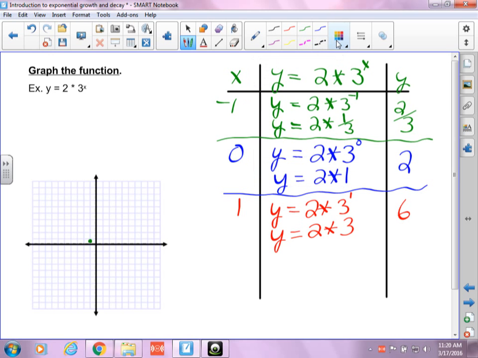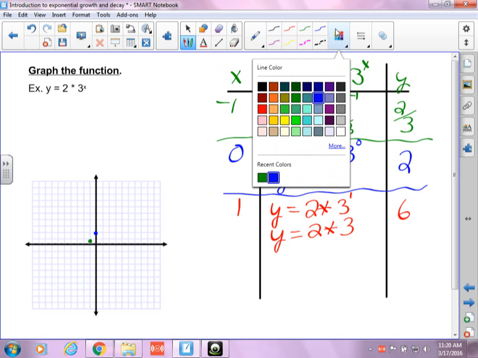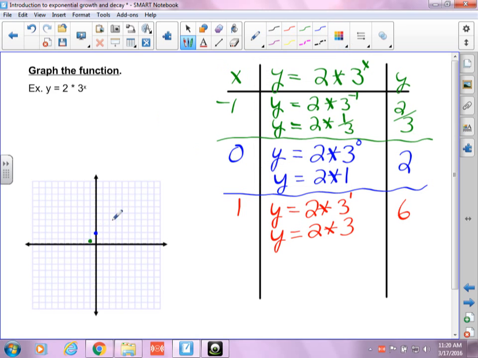Then I'm going to grab my blue dot, which is 0, 2. And then I'm going to grab my red dot. And I get 1, 6. Now, be careful when you connect the dots. Why would I connect these dots? Because it's part of the same function. I chose the dots. Just like linear, right? That's why we did what we did, and I collected your homework, because we're doing it again. Be careful when you connect these, though.